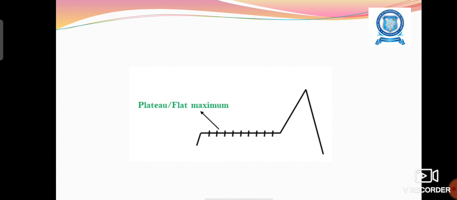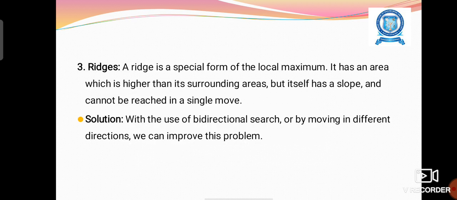This flat area is called a plateau. That is, all the neighbor states will have the same value. The algorithm will not find which direction to go in for the goal state. That confusion will be produced by this flat plateau.